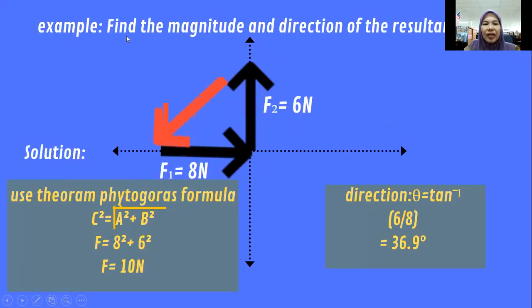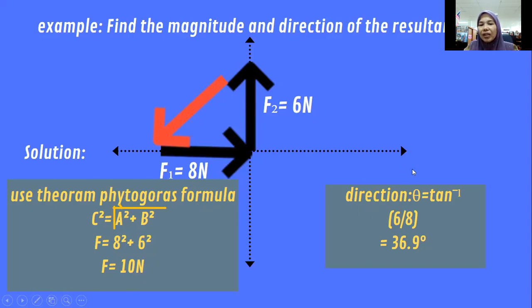Next, example: find the magnitude and direction of the resultant force. You have to know the magnitude first. F1 is equal to 8 Newton, F2 is equal to 6 Newton, for example. Solution: you have to use the Pythagoras theorem. C squared is equal to A squared plus B squared. C squared is your hypotenuse, which will be your resultant force. 8 squared plus 6 squared, then you have to square root. The magnitude of the resultant force is equal to 10 Newton.